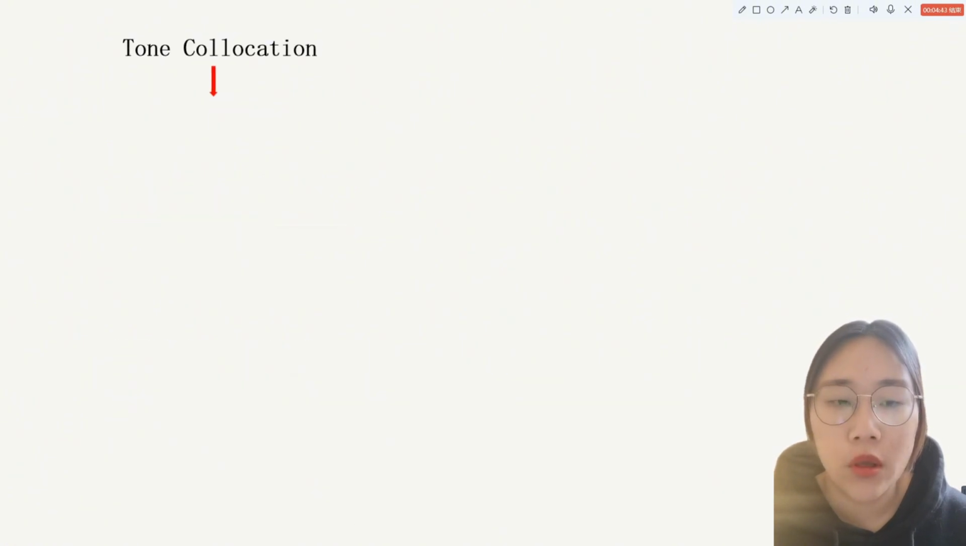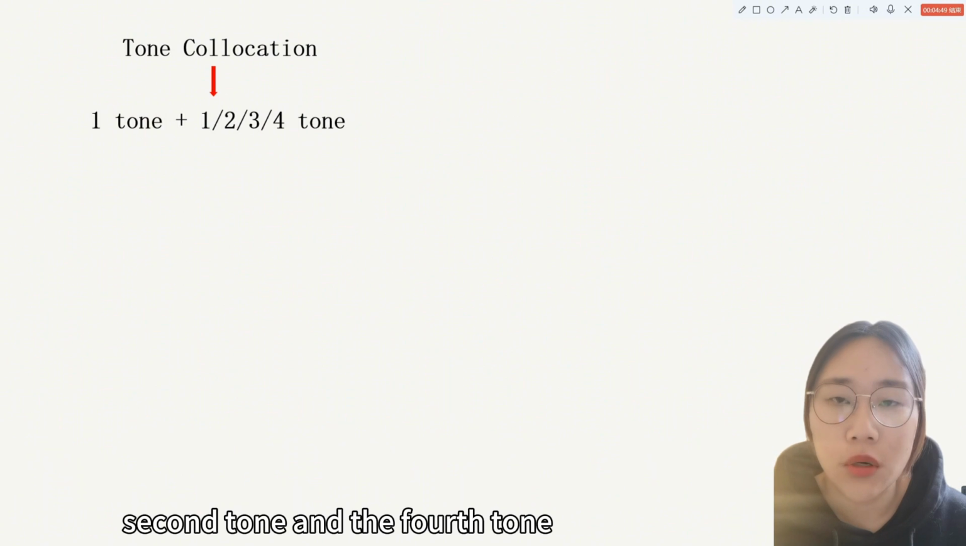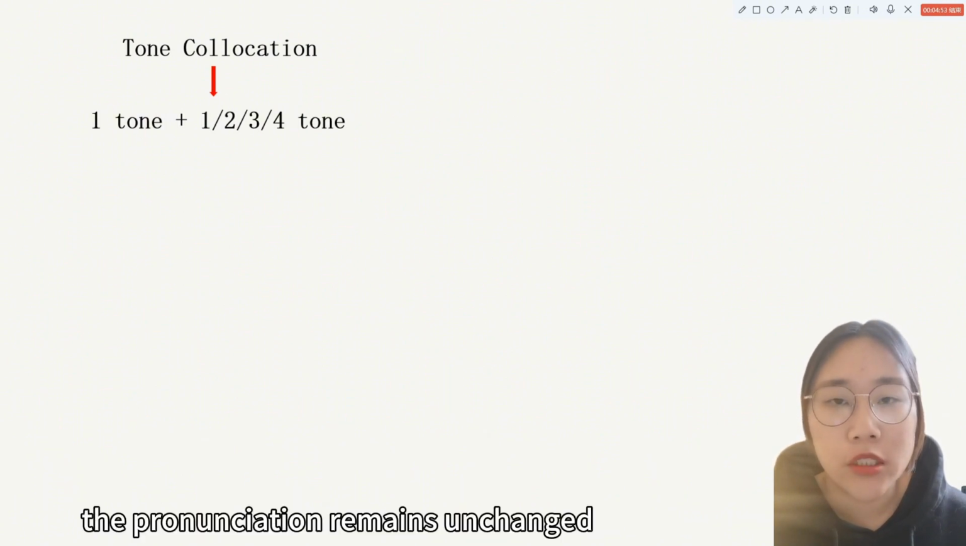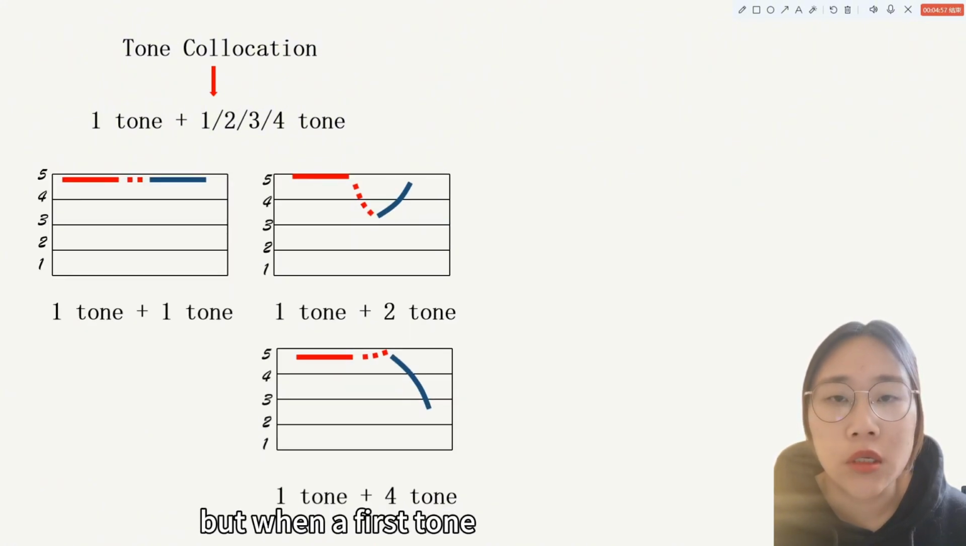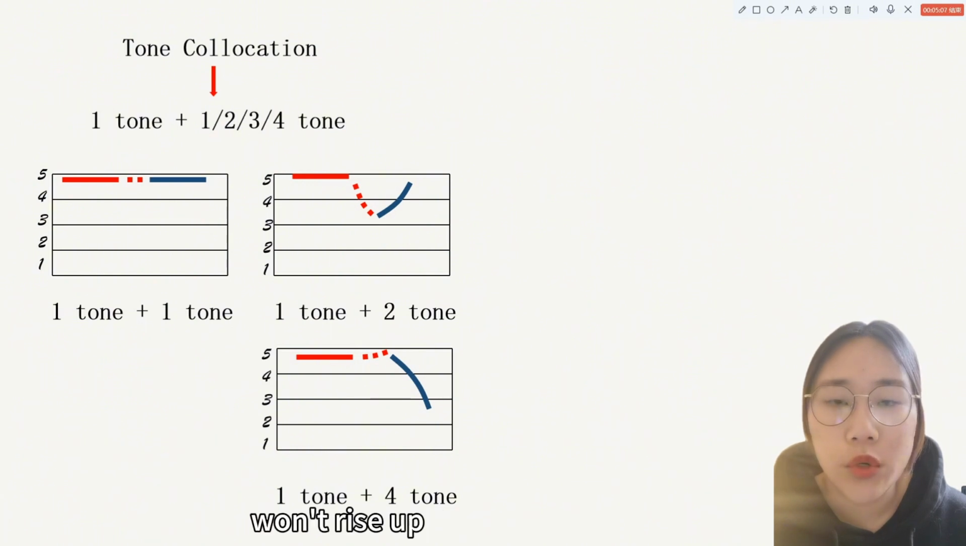So, we know when the first tone plus the first tone, second tone, and the fourth tone, the pronunciation remains unchanged. But when a first tone plus the third tone, the latter half of the third tone won't rise up.